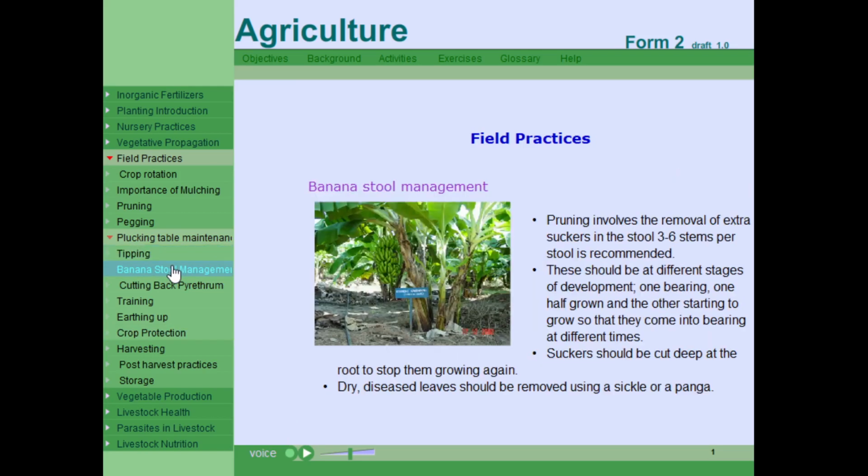Banana stool management. Pruning involves the removal of extra suckers in the stool. 3 to 6 stems per stool is recommended. These should be at different stages of development, one bearing, one half-grown, and the other starting to grow, so that they come into bearing at different times. Suckers should be cut deep at the root to stop them growing again. Dry, diseased leaves should be removed using a sickle or a panga.